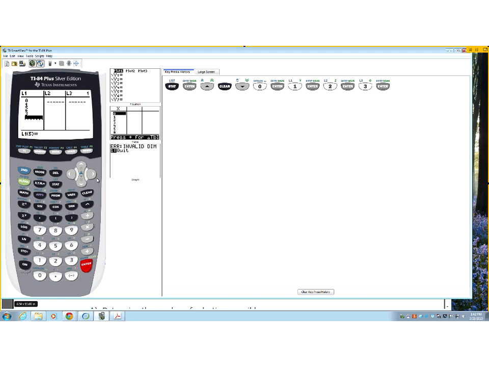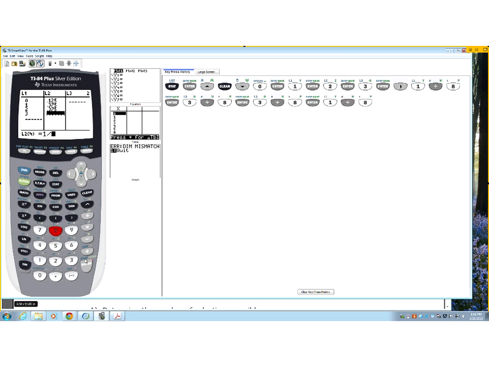We have 0, 1, 2, and 3. Then I'm going to go over to the next list, and that's my probability. When I enter it as a fraction, the calculator automatically turns it into a decimal. And that's okay. Just know that it's doing that. So 1/8, 3/8, and then 3/8 again, and then 1/8 again. So one list is your random variable, and the second list, those are your probabilities.